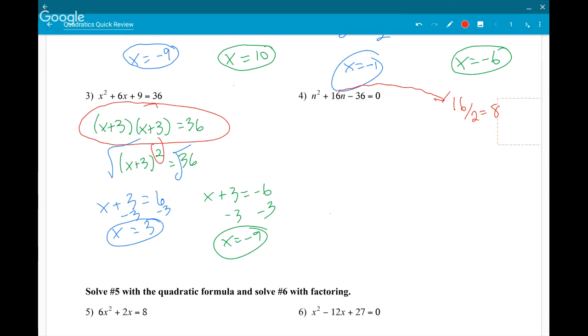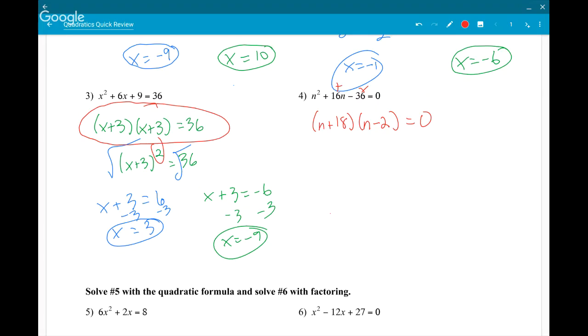So if you wanted to solve by factoring, honestly, that's pretty easy. In order to solve with factoring, your equation has to be equal to 0. Our equation already is equal to 0, so that's kind of awesome. Once it's equal to 0, all you have to do is factor. It's a door problem. So I'm looking for numbers that multiply to negative 36 and add to 16. Those are 18 and 2.